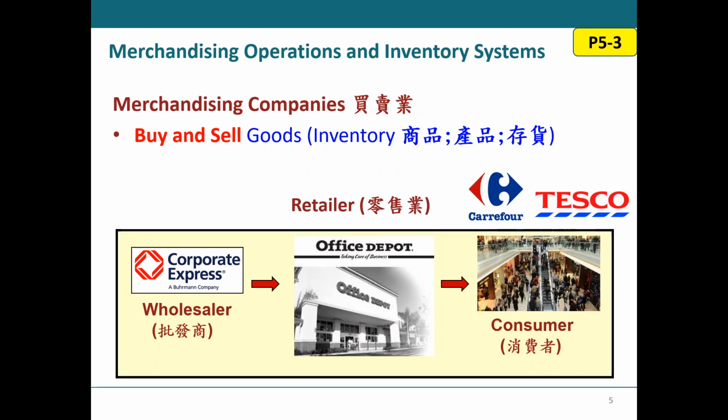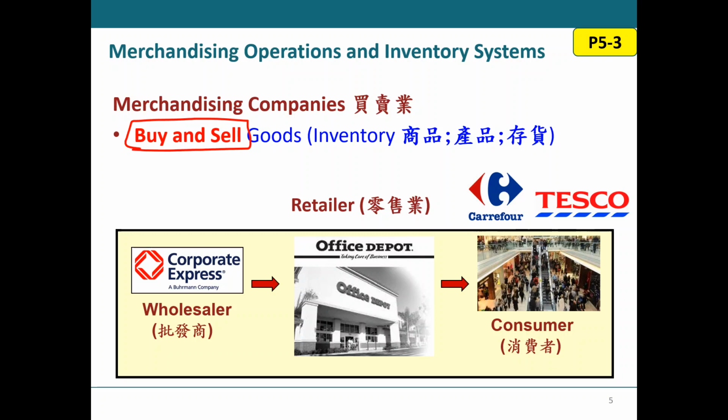Let's say, like a Costco, like a 7-Eleven. They buy the cookies, drinks from other companies, right? After they buy them, they sell them to customers directly. They don't do anything on the cookies, drinks. That's what we call a merchandising company, 买卖业. Okay? So they just buy and sell the inventories. They don't do anything on inventory. Okay?